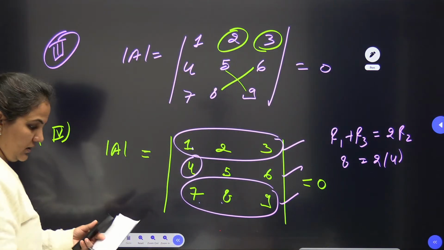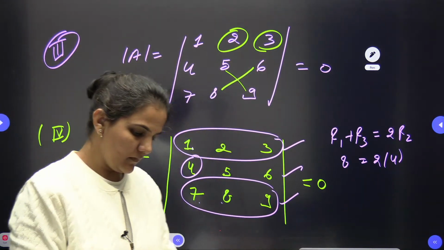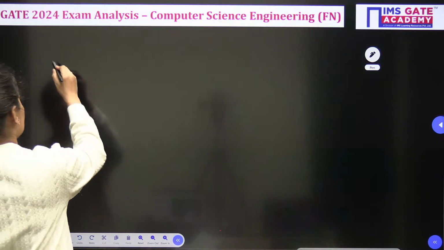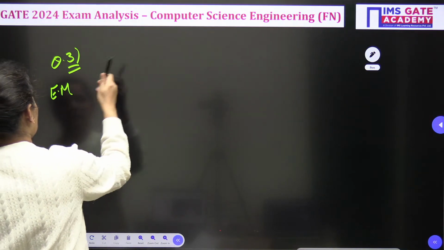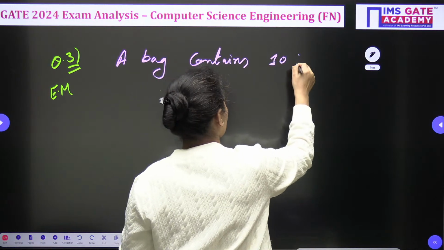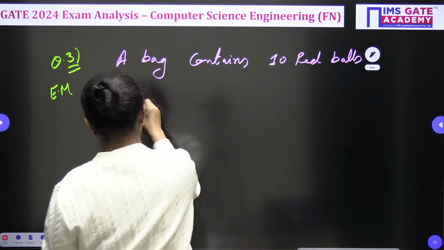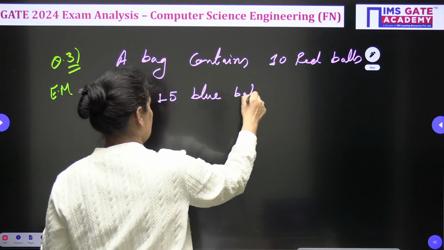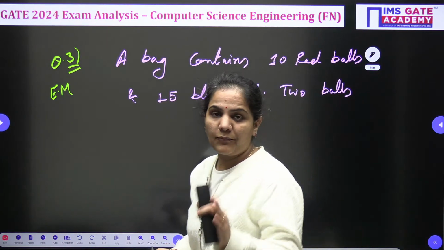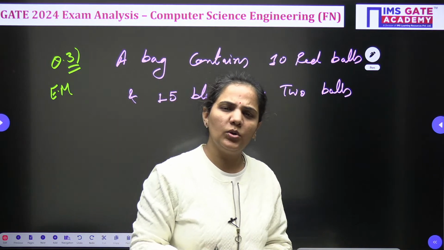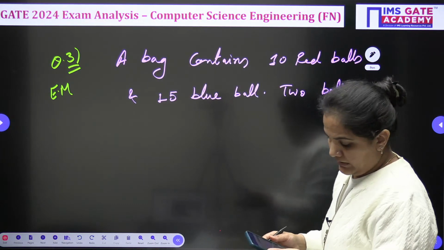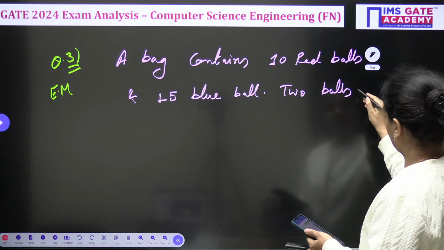Alright, so I am writing the question. You can confirm the data. The exact language was this: a bag contains 10 red balls and 15 blue balls. 2 balls are picked. The language pattern is exactly the same. If you did the PYQs very well, then you can very easily approach this question. Only the data value has been changed, otherwise the question is the same. We used to solve this in our classroom so many times.